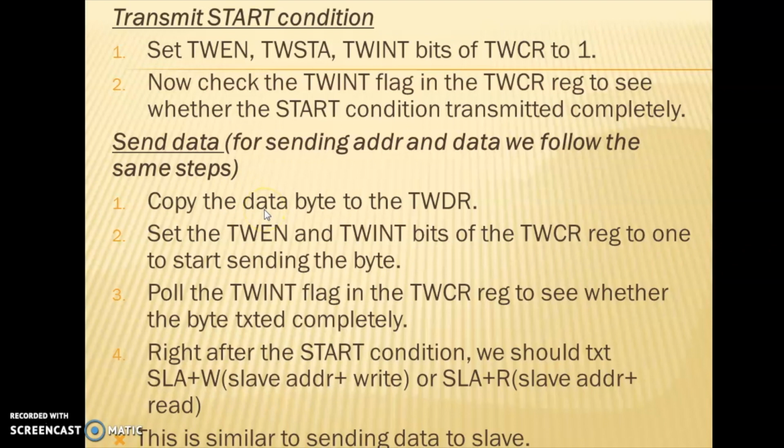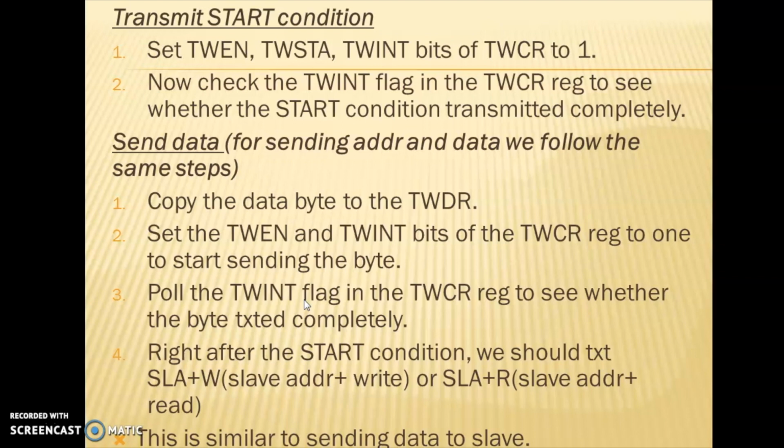Now we have sent the address byte of the slave. After receiving the acknowledgement, we send the data to the slave. For sending data, we follow the same steps, that is copying the data byte to the TWDR. Then we set the enable and INT bit to 1 of control register. Then again we wait for the TWINT flag to set. So that's all for transmission of data.